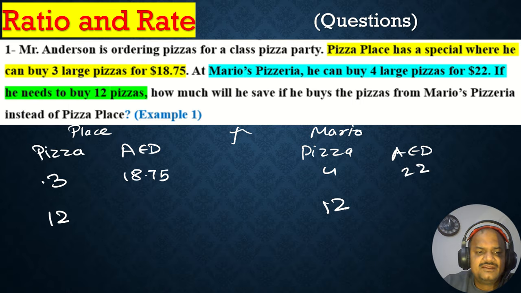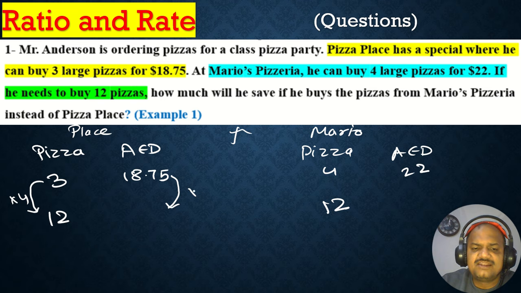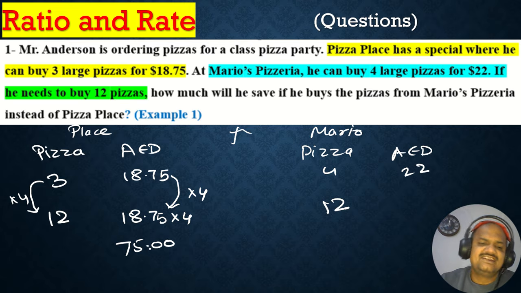Now you see 3 times 4 is 12, so we can convert with the factor. Here also you multiply by 4. So it will be 18.75 times 4. 4 5s are 20, 4 7s are 28 and 2 is 30, 4 8s are 32 and 3 is 35, 4 1s are 4 and 3 is 7. 75 dirhams he will pay at Pizza Place if he wants to buy 12 pizzas.